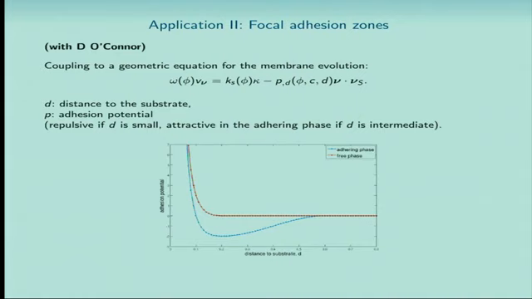This adhesion potential is only effective in the adhering phase. It might look like this. You have an optimal distance that the membrane wants to have to the substrate. In the free phase, this potential is just repulsive. And also in the adhering phase, it's repulsive if you get too close, trying to avoid any invasions. This might happen in some contexts, so here we try to avoid that. So this potential blows up as the distance to the substrate converges to 0.